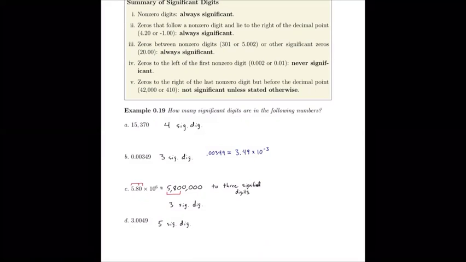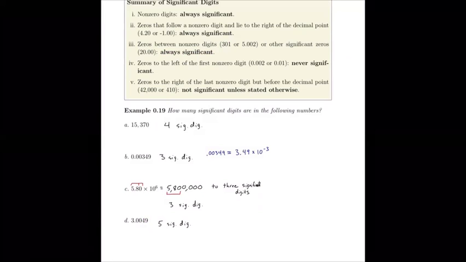Now, the last one, 3.0049. 3 significant digits. These zeros occur between significant digits. These are always significant. That's rule 3 up above. So we have 2 significant zeros plus 3 significant non-zero numbers, and we have 5 significant digits in this case.